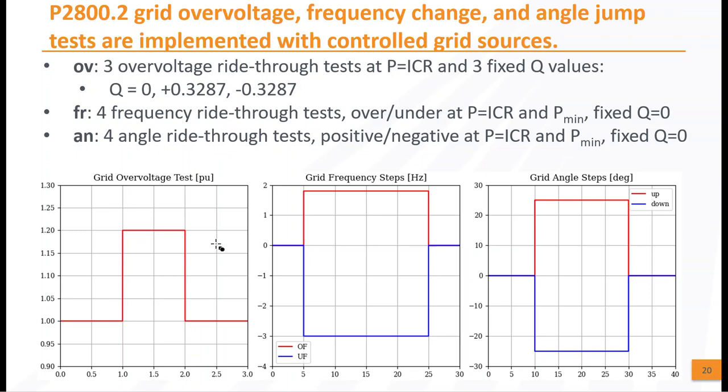So there may be a little bit of numerical precision and voltage rise and voltage drop to worry about here, but at 1.2 per unit, we want the plant to ride through, and we do this at maximum power output, ICR, and then 3 fixed Q values.